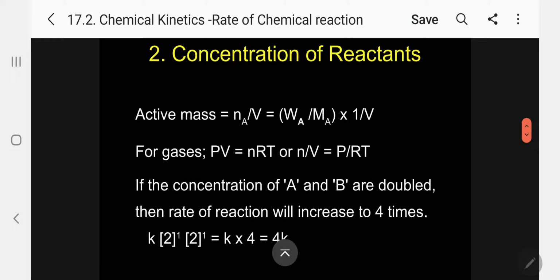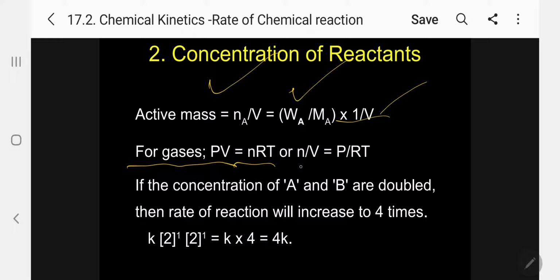Now, active mass, I told you already, is n by V. So what is n? Weight by molecular weight. So this is the active mass. In the case of gases, for ideal gases, PV equal to nRT, so that n by V equal to P by RT. So we can now plot P by RT for gases.